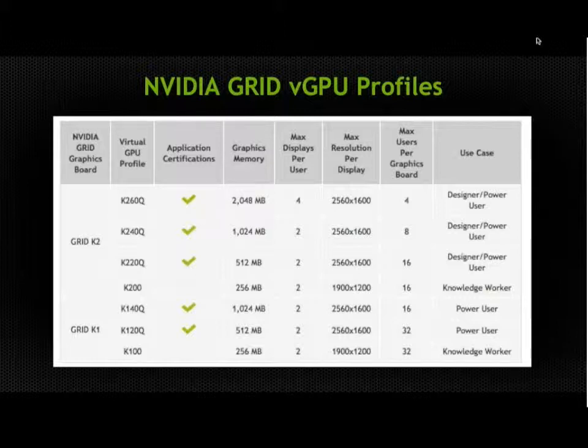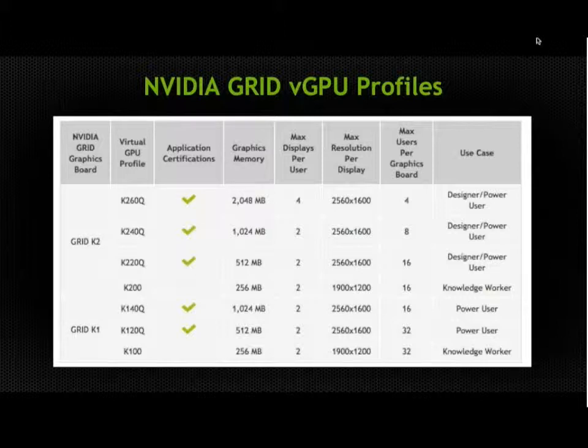I then, thanks to VGPU, can slice that up into any one of the profiles that you see in the second column. Take a K240Q, for example. What that's really slicing up is frame buffer, so the graphics memory, which in this case is 1 gig on that profile. There are 4 gigs of frame buffer per GPU.